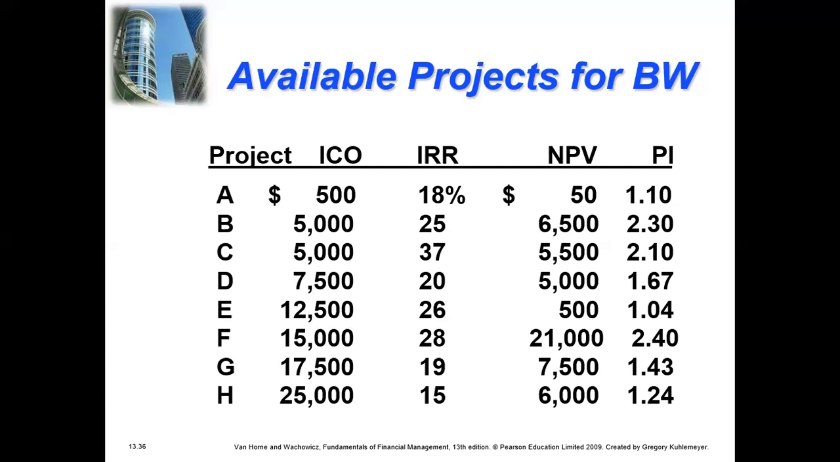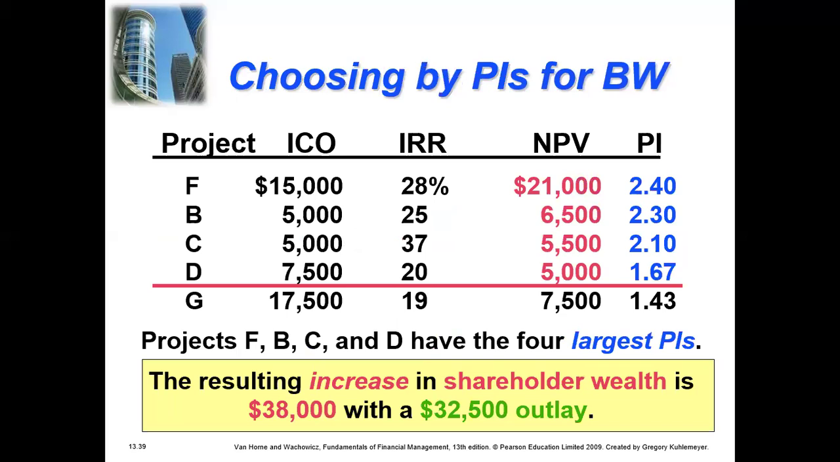After that, we have project C, that is 2.10. Total investment now is 25,000, 15 plus 5 plus 5, F, B, and C, total 25. And now the fourth highest profitability index, PI, is 1.67, that is project D. The 25,000 plus 7,500 total investment is 32,500. So we covered all the investment. So if we decide on the basis of PI, this is project F, B, C, and D. You can see on the screen. F, B, C, and D.